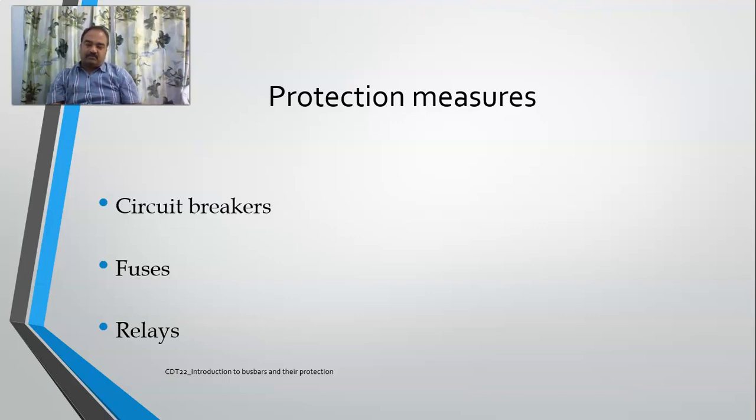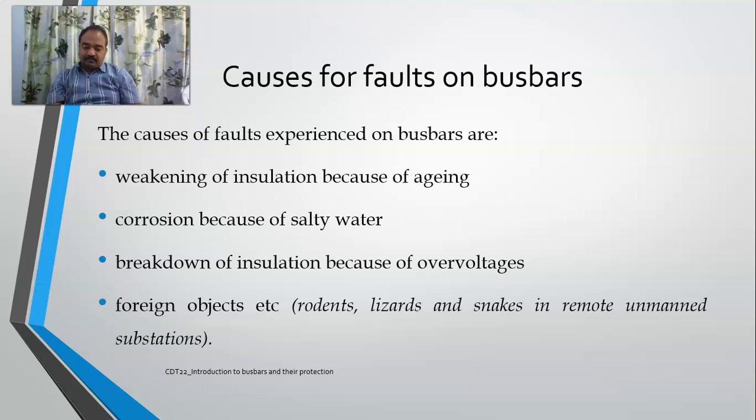Normally we use protection equipment such as circuit breakers, fuses and relays. Overcurrent relays were used once upon a time, but nowadays we employ differential protection for busbars. Before moving on to differential protection, one important thing is why faults generally appear on busbars.